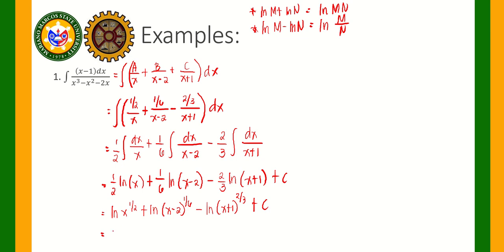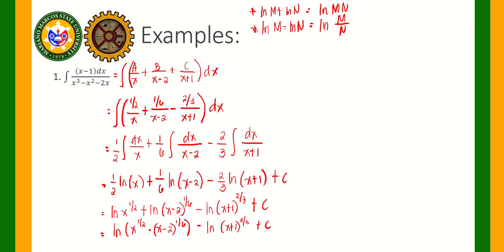So, since plus ito, we can have ln of x raised to 1 half times x minus 2 raised to 1 over 6. Baliktad. Okay. Okay, so that is equal to ln of x raised to 1 half times x minus 2 raised to 1 over 6 minus ln of x plus 1 raised to 2 over 3 and then plus c.